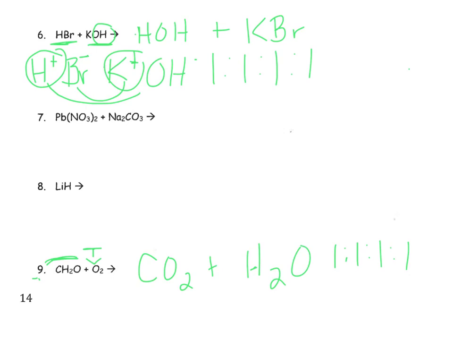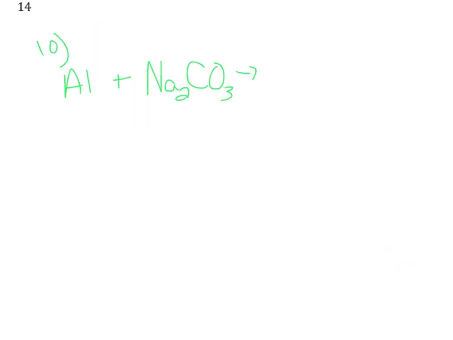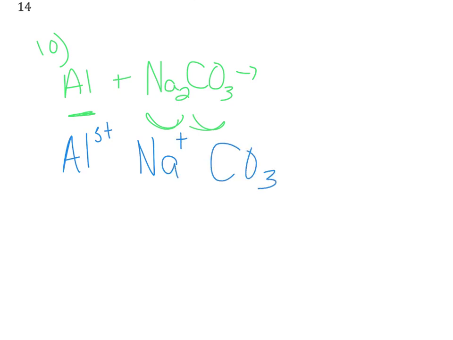All right, so I'm down to single replacement. Can you find one on your sheet that looks like it can be a single replacement? The first one I see is number 10, where I've got lonely little aluminum right here and sodium and carbonate. Carbonate being a polyatomic ion. So first thing I want to do is uncrisscross their charges. Aluminum's got a 3+ charge, sodium with a +1, and if I look up carbonate on my sheet, it's going to have a 2- charge.